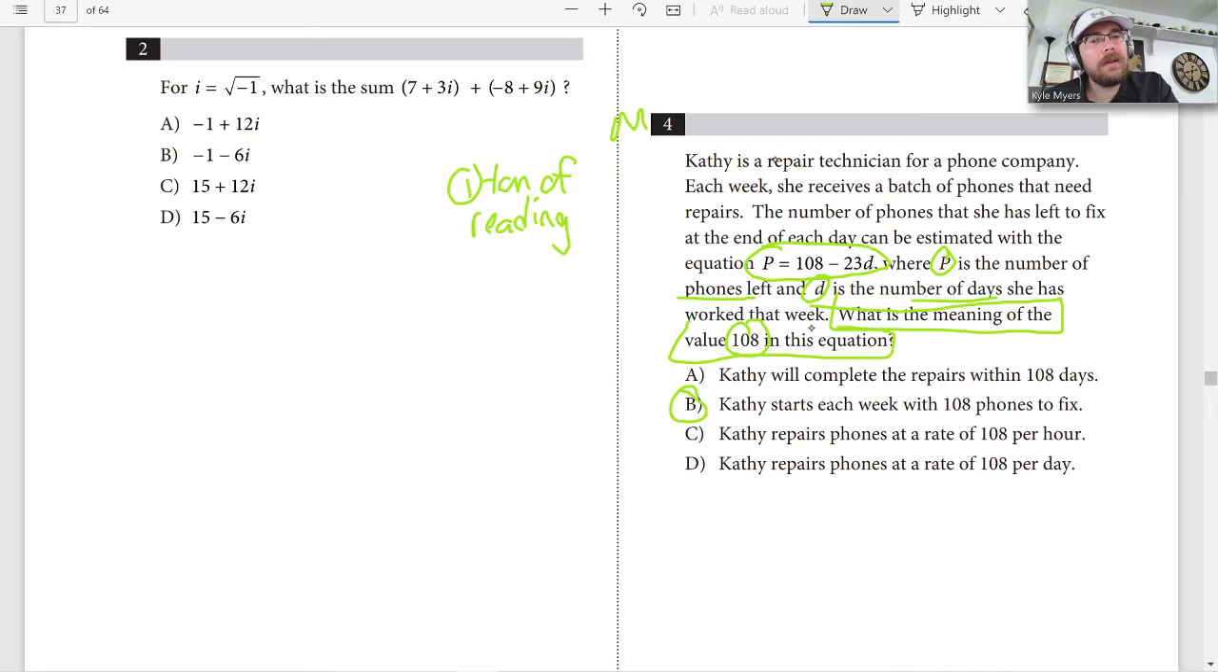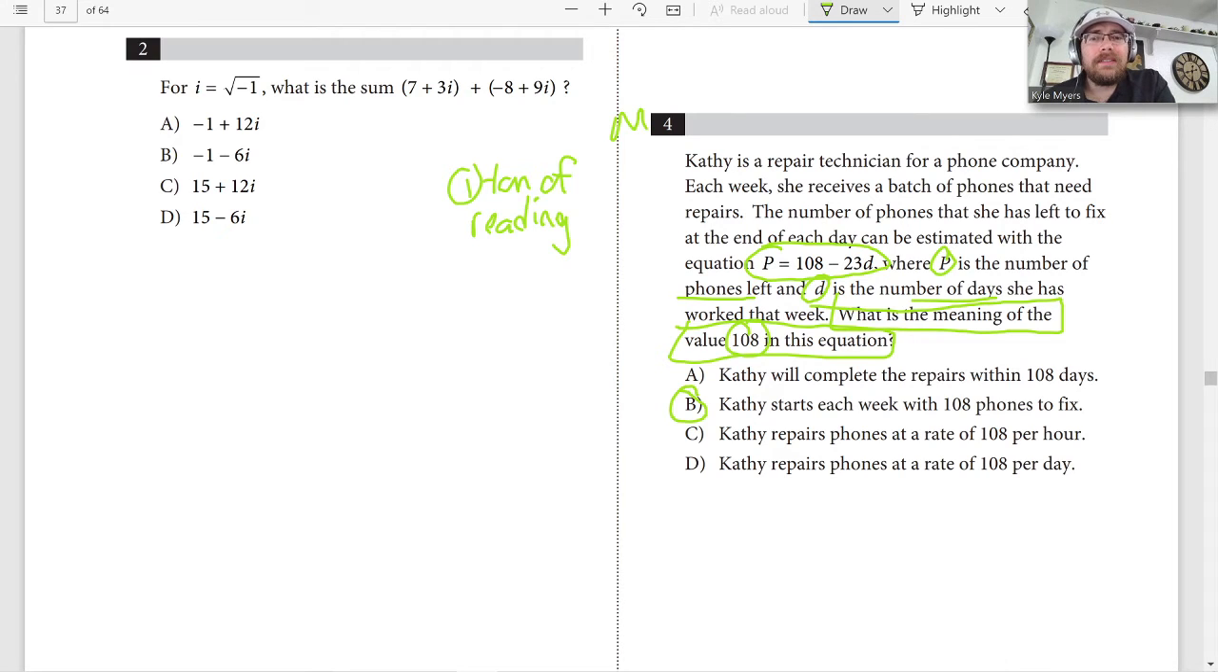And by the way, what I'm doing here is marking the text. I believe I have this in another video. If I do, I'll put it in the description. If not, I'll do another video on this sometime. This is what I call marking the text. So I'm circling numbers and letters, underlining context, and boxing, or you can highlight what they want. So, side note, Kathy starts each week with 108 phones to fix. There you go. That's it.